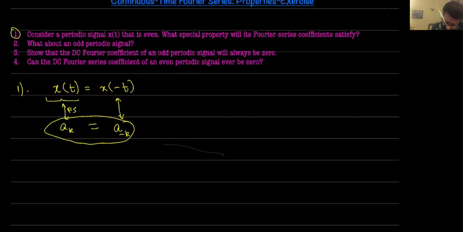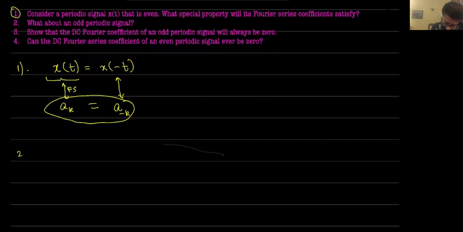Acha. What about the odd signals? Given this, what about the odd signal? Good, Minahil. a[k] is equal to minus a[-k]. Good.